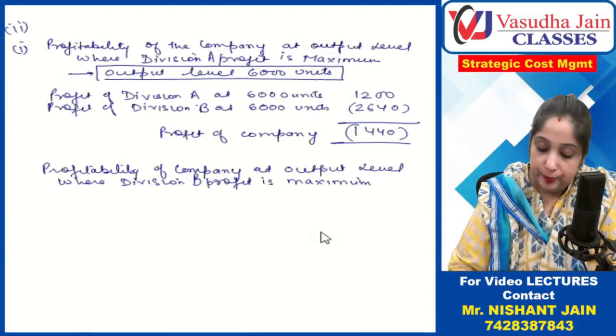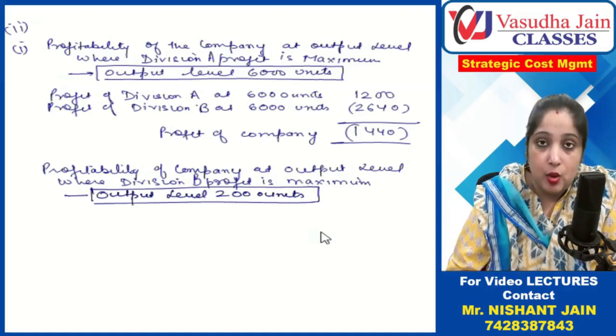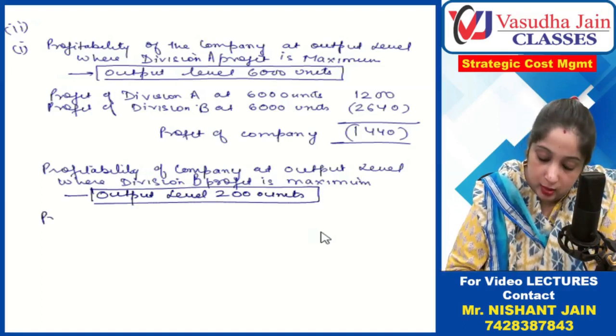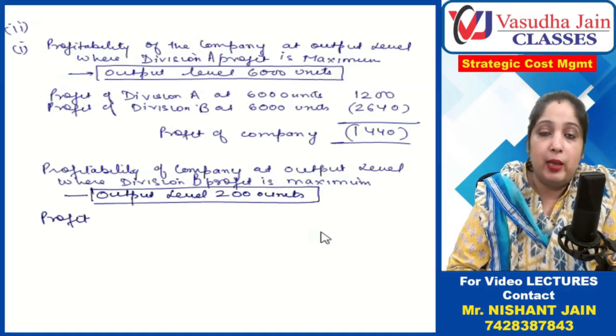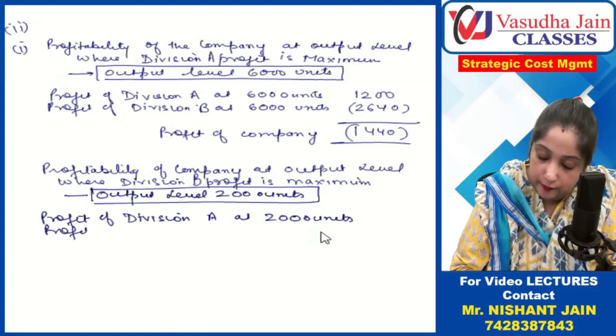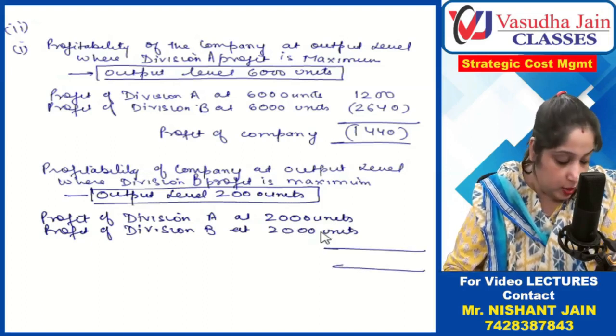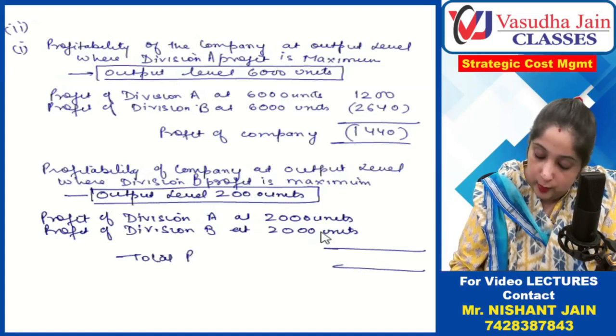So let me write here. Output level 2,000 units. So let us find out the profitability of company as a whole at 2,000 units. So profit of both divisions will only make the profit of the company. So profit of division A at 2,000 units. Similarly, we have to write the profit of division B at 2,000 units, and then we have to write the total profit of the company.